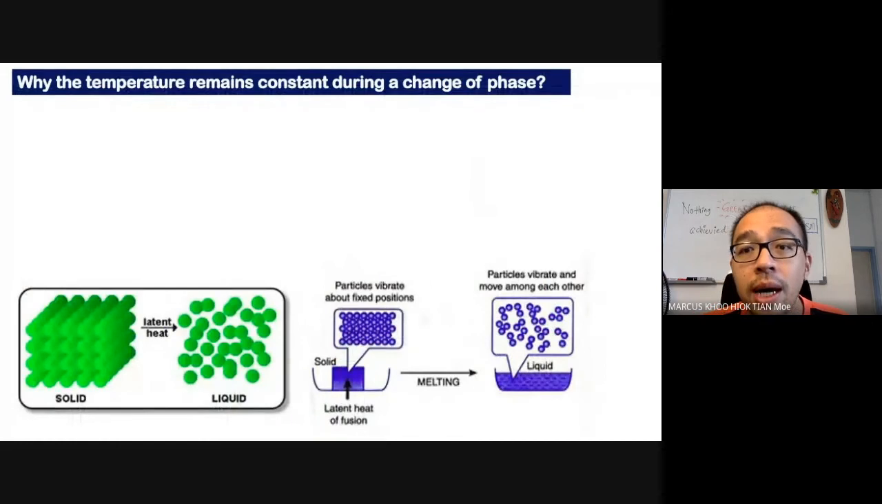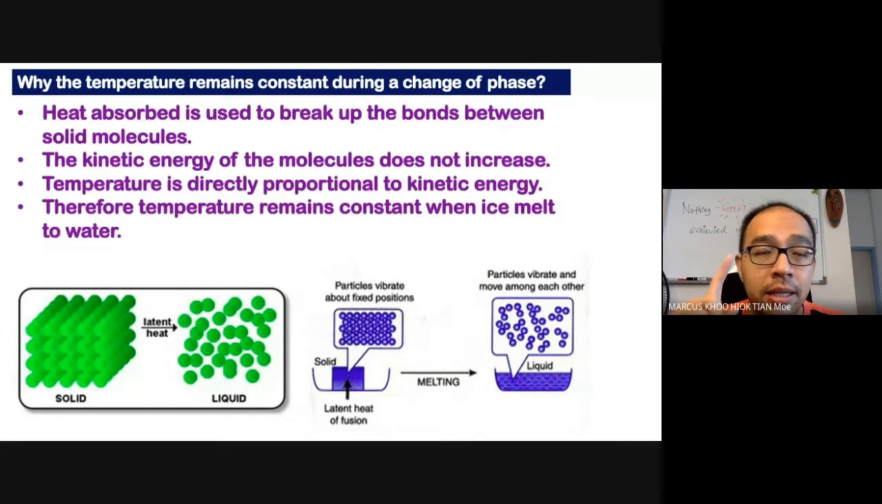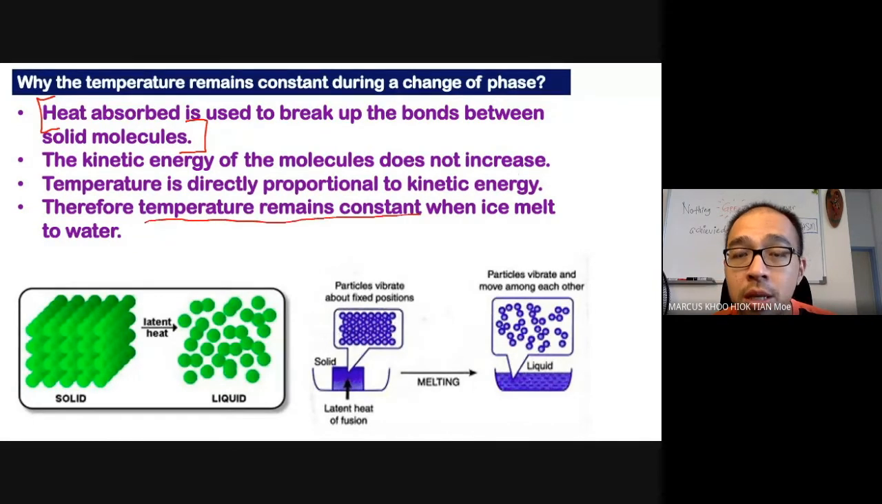So why does the temperature remain constant during a change of phase? Now, there's a lot of things for you to copy here, so be ready. Why does the temperature remain constant? If you had followed my argument from the beginning, the temperature remains constant because the heat that is absorbed is used to break up the bonds between the solid molecules. This is the most important sentence in this entire explanation. We have to understand this. The kinetic energy of the molecules does not increase because there is no change in temperature. That's why the temperature remains constant.